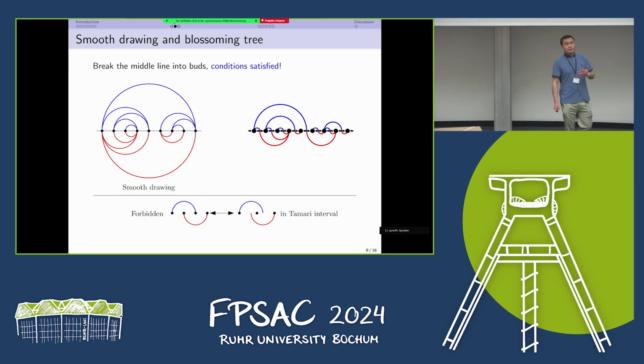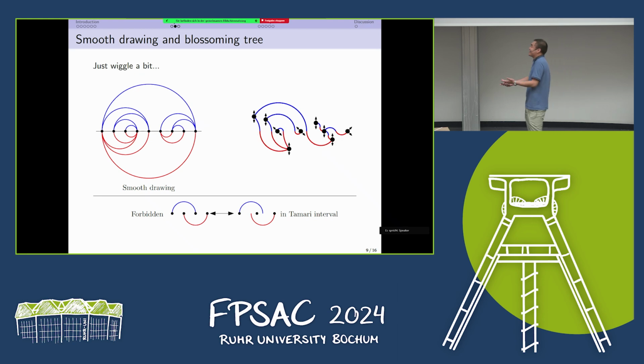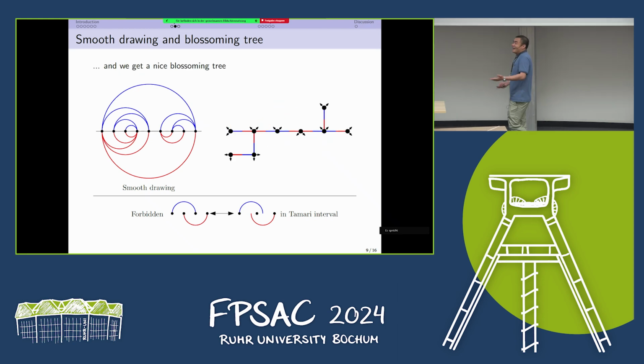And we can prove by induction that the converse also works. So this is an if and only if. And we see that we have a blossoming tree here if and only if what we had at the beginning was a Tamari interval. So this is the bijection. Very simple. You may complain a bit that it does not look like a tree. It looks like a licorice. Okay, just shake it a bit, and we have a tree.